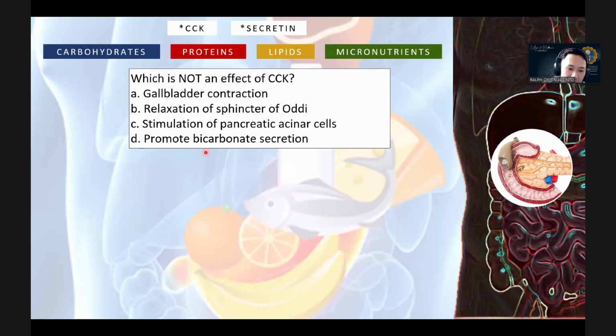Because what causes this bicarbonate secretion? It's the other hormone, your secretin. With regards to secretin, when the acidic chyme enters the duodenum, the S cells there secrete secretin. Now after that, what will secretin do? Where will it act on?